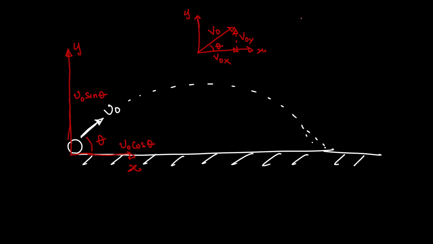We will use a simple trigonometry trick called SOH-CAH-TOA. Now, S stands for sine of theta, which is going to be equal to the opposite, v0y, divided by v naught, which means that v0y is equal to v naught sine theta.